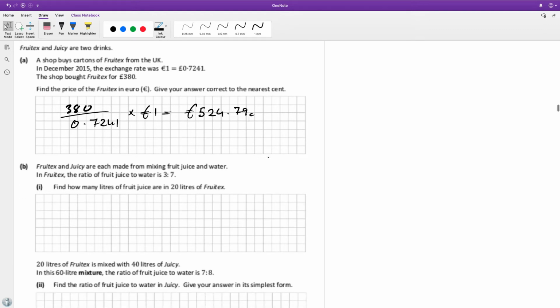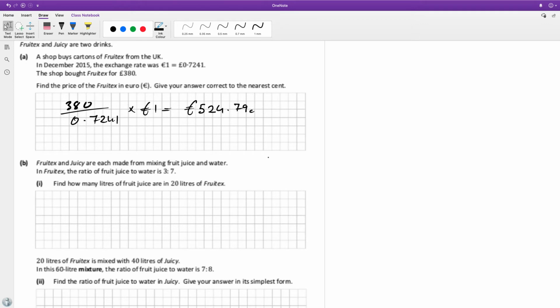Right, the next bit. Fruitex and Juicy are each made from mixing fruit juice and water. In Fruitex, the ratio of fruit juice to water is 3 to 7. Find how many litres of fruit juice are in 20 litres of Fruitex.